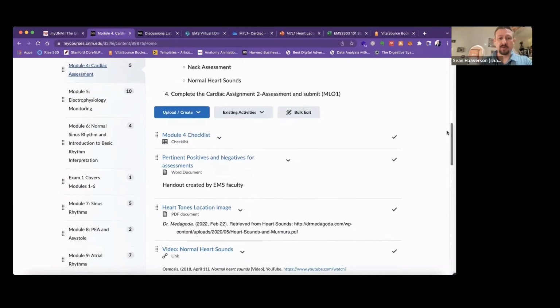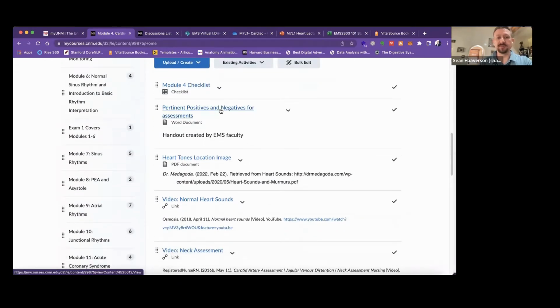So what are we going to work on? We've got a couple resources here. We've got a document, pertinent positives and negatives for assessment. You should have seen this somewhere else. And although we're focused on cardiac, as you know, we don't get to know it's a cardiac call when we start. So we probably are, as we're navigating patients, going through most of these systems. So we'll look at how they pertain to our assessment.